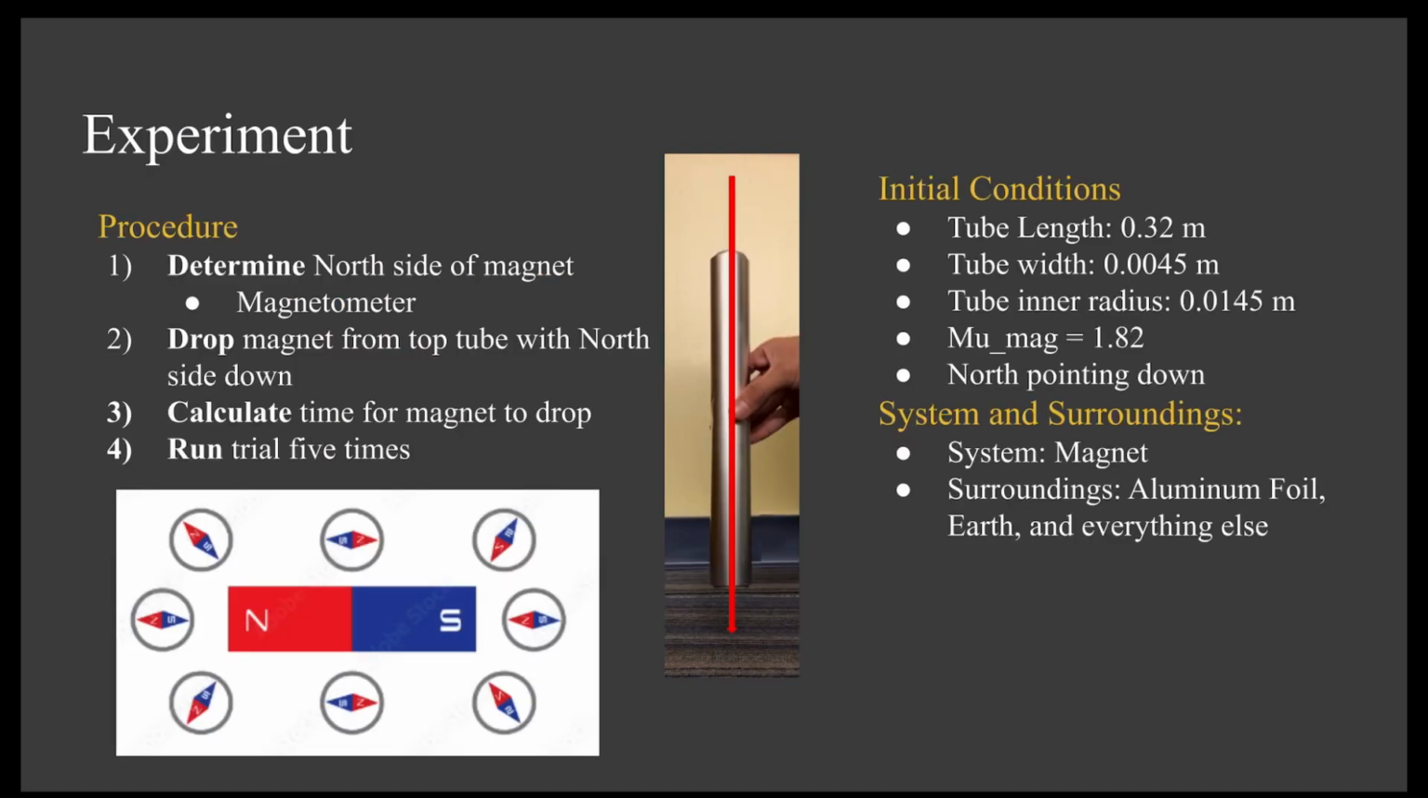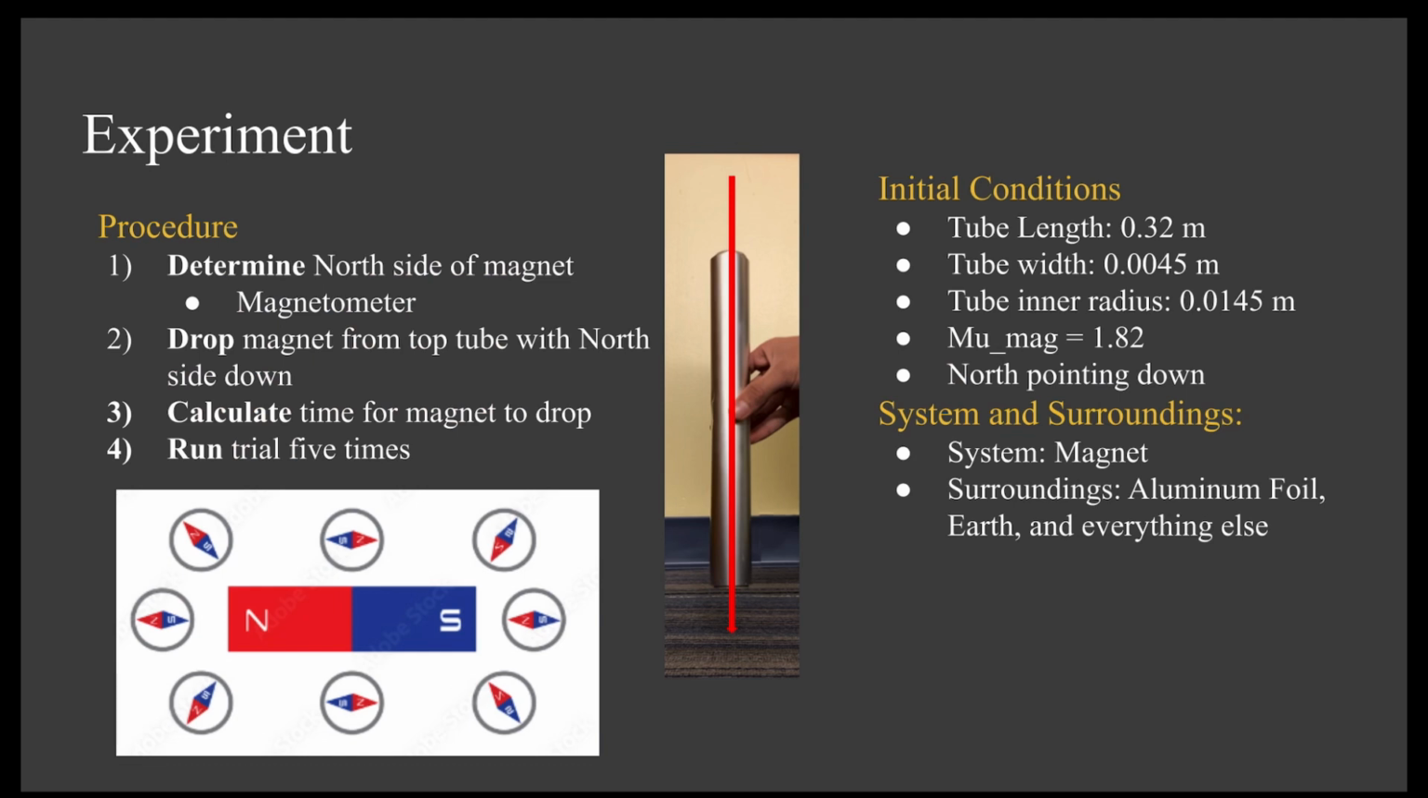The procedure in this experiment includes determining the north side of a bar magnet. We can accomplish this by using a magnetometer app on your phone and figuring out what side of the magnet repels the magnetometer value. Next, we drop the magnet from the top of the tube with the north side facing down. We calculate the time it takes for the magnet to drop and run the trial 5 different times to get an average.